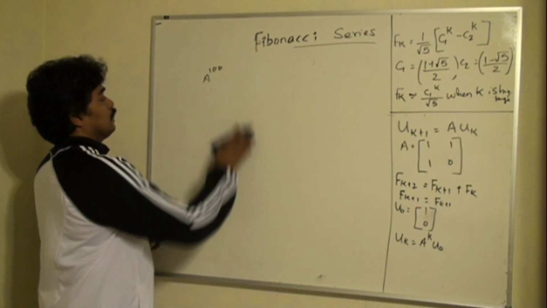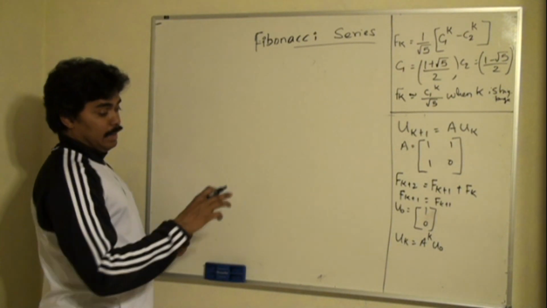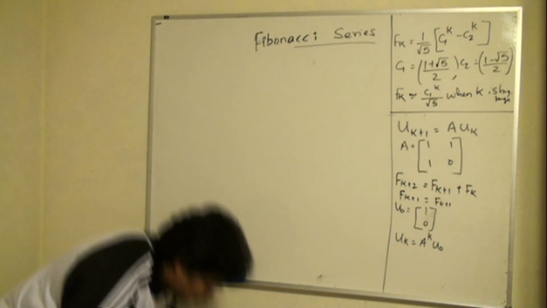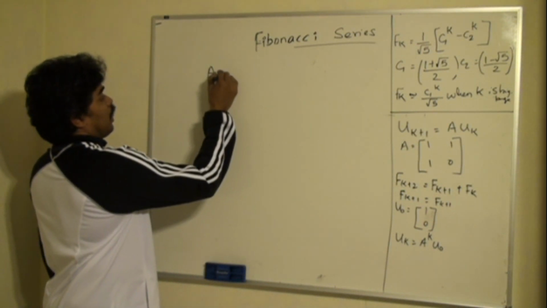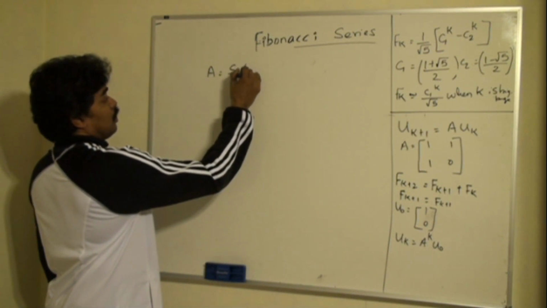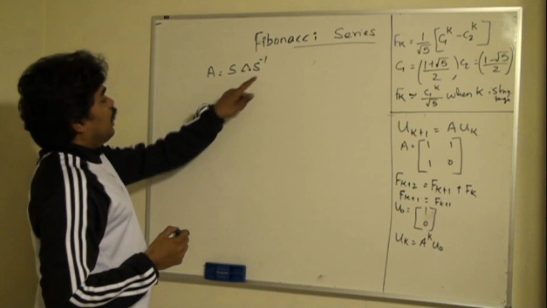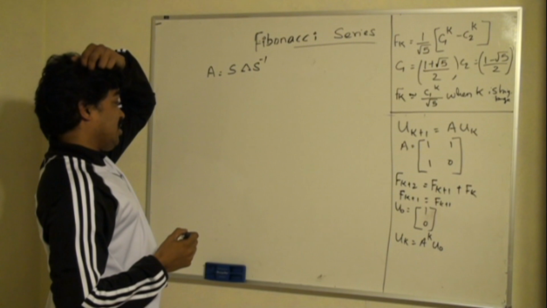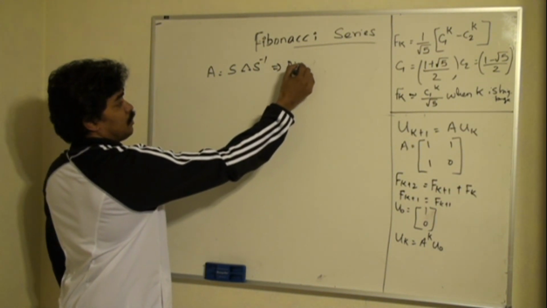So to do that, what I can do is I can basically write this matrix in a diagonalized form. It's called matrix diagonalization. So A can be written as S delta S inverse. So this is called diagonalization.